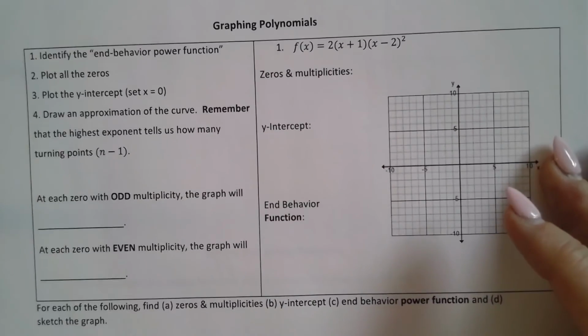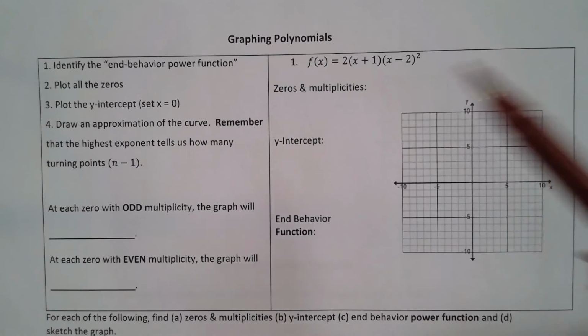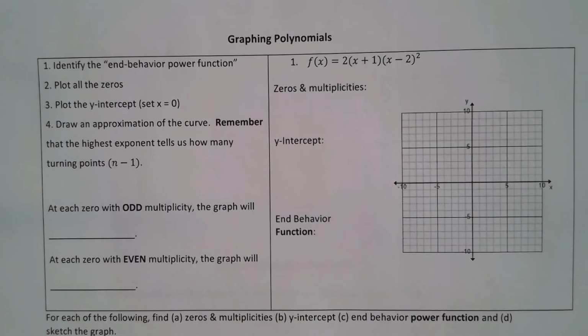So why are we doing all of these things? Well, the purpose of knowing how to find the zeros, the y-intercept, and the end behavior is for graphing polynomials. So in these next couple of problems, we're going to take everything that we just did and put it together so that we can graph our polynomials.